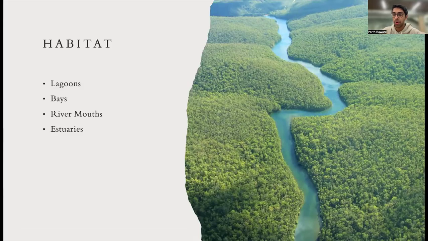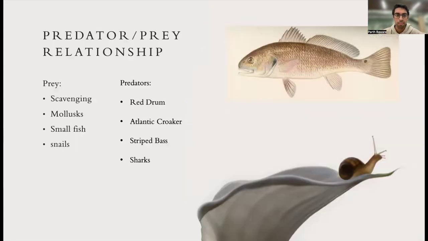Okay, so now let's talk about their habitat. Blue crabs are what are known as estuarine organisms, and this means that they can inhabit both saltwater and freshwater environments. What's interesting about blue crabs is that they are able to inhabit brackish water, which is a combination of both salt and fresh water. This unique trait enables them to live in a vast variety of environments. They're very versatile organisms, and so they can live in lagoons and bays, river mouths, and estuaries as well.